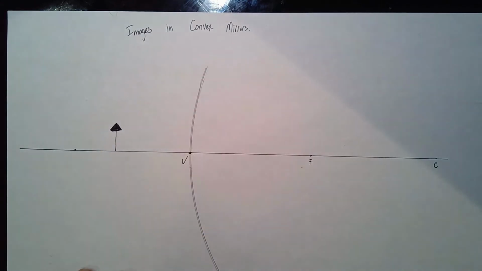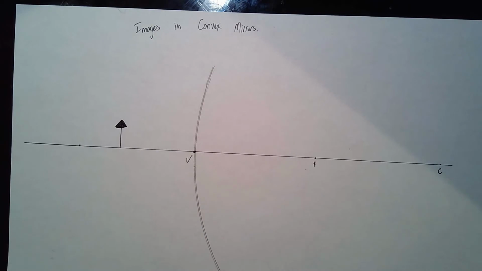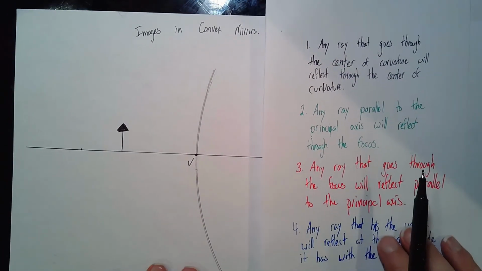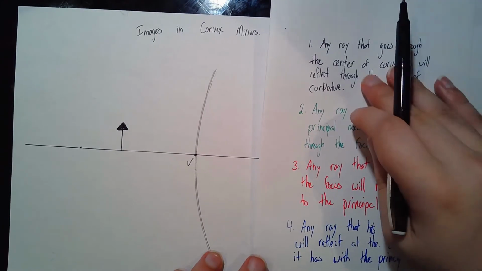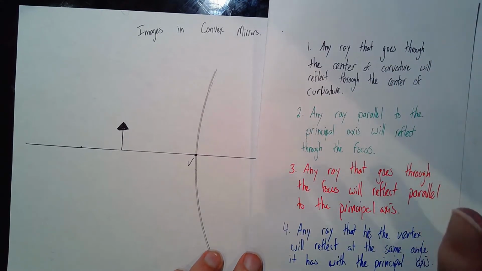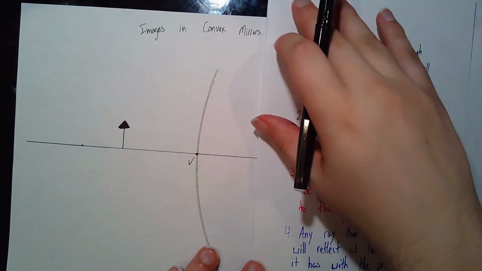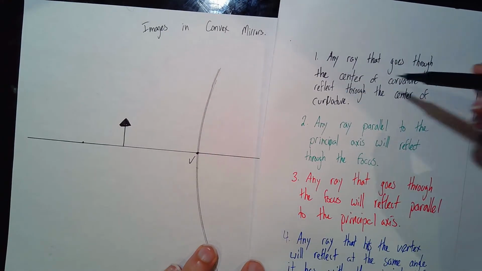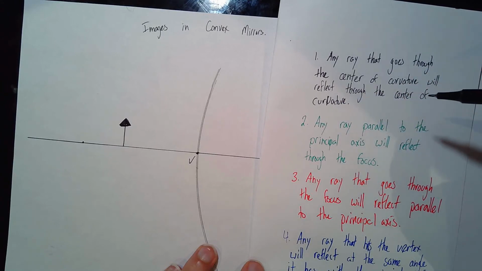We're actually going to be using very similar rules to the ones that we used before, right? So we have these 4 rules that we've been looking at and that we've been using. We're going to be using the same rules, but slightly modified. So let's take a look at rule number 1. Any ray that goes through the center of curvature will reflect through the center of curvature.